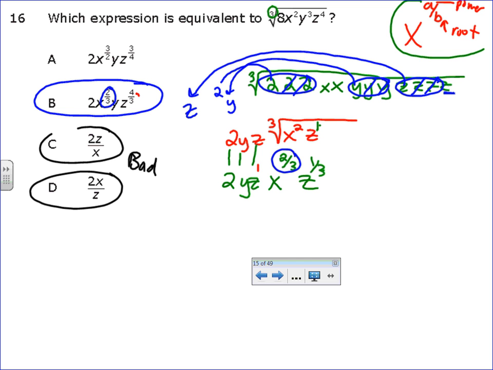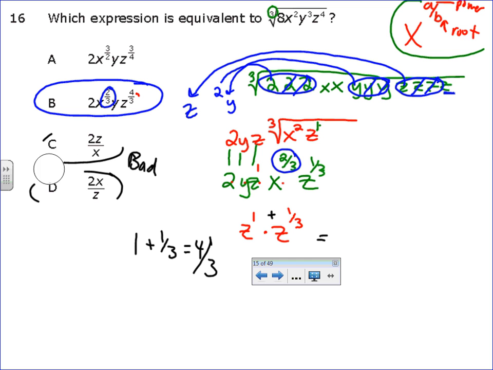If you want to know where they got that 4/3 from for the z, this is 1. Well, all of this is being multiplied. Well, z to the first times z to the 1/3. When you're multiplying and they have the same base, what do you do? Add the exponents. So you have 1 plus 1/3, which is 4/3. That's where that comes from. All right. So the answer is, sorry, it looks like it's the answer. These are not it. C and D are not right. B is correct.